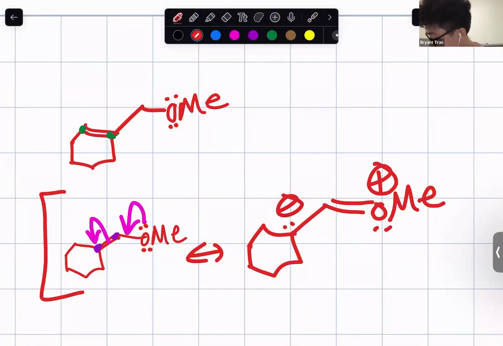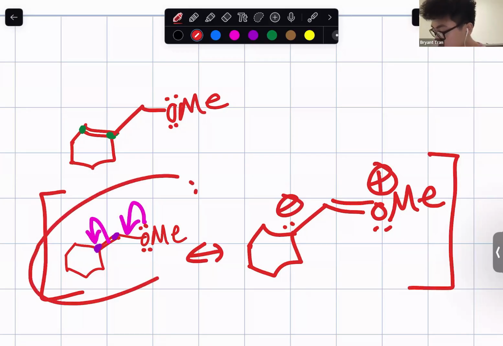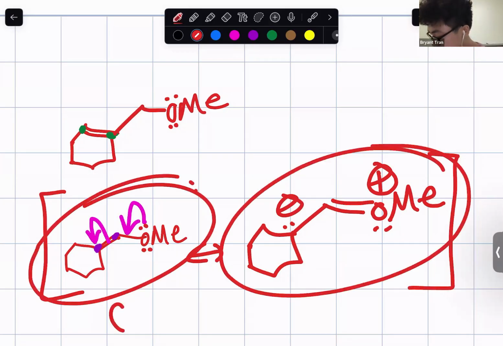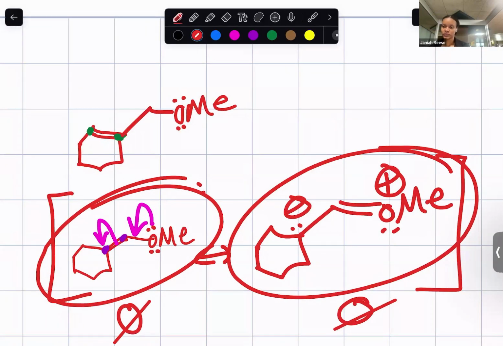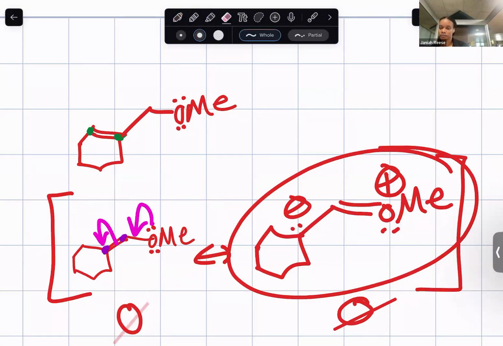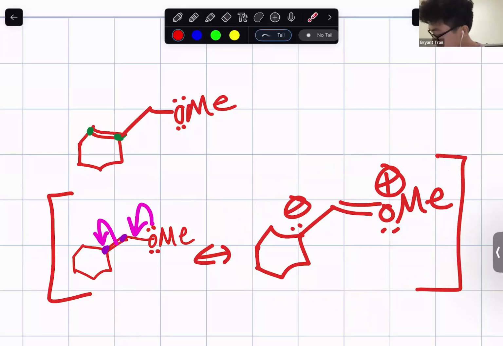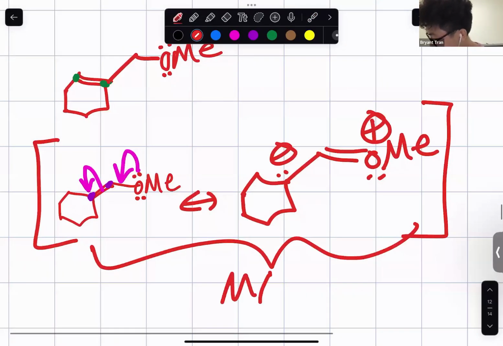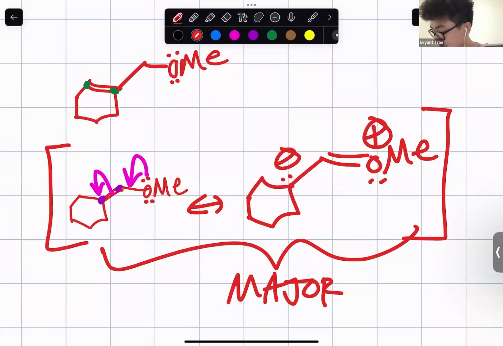So these right here are resonance structures of each other, and to confirm, make sure the overall charge is equal. The overall charge of this structure is 0. The overall charge of this is also 0, so that checks out, because positive 1 minus 1 equals 0. Right? Okay. So because of the resonance here, I would argue that this is the major product because they're able to do resonance.